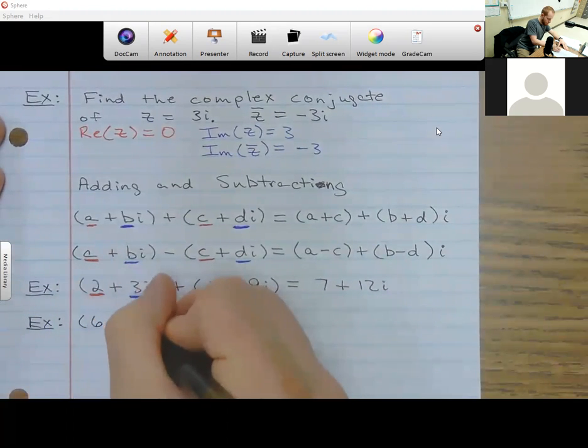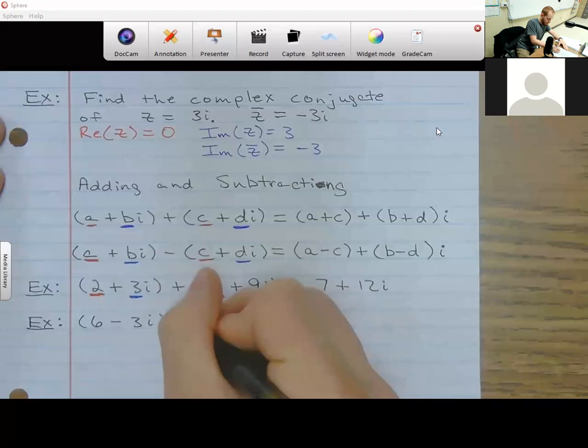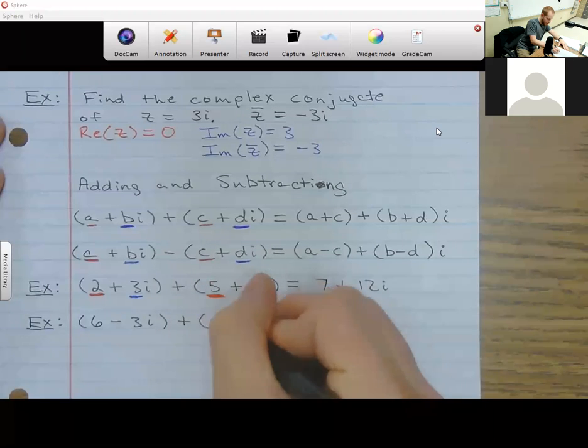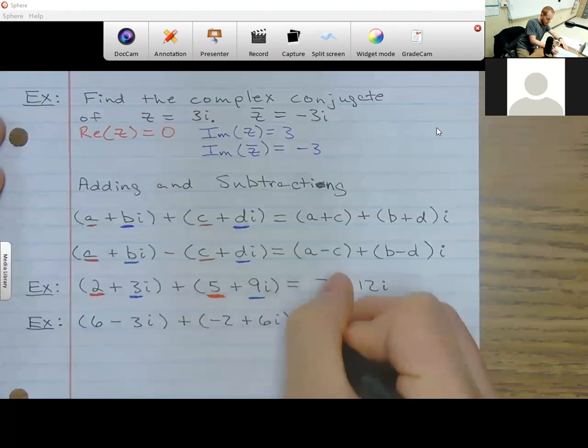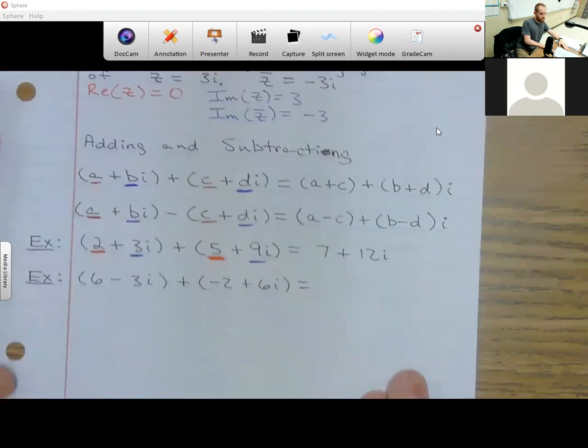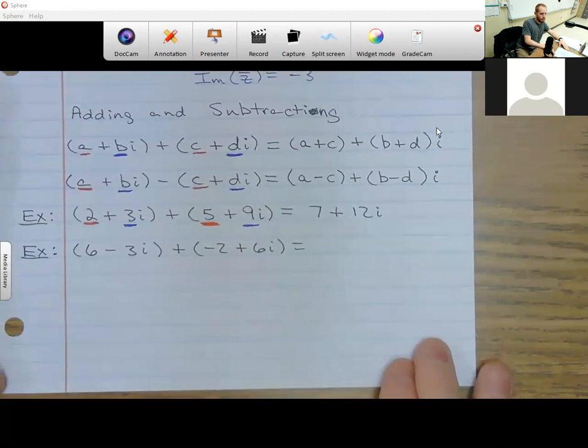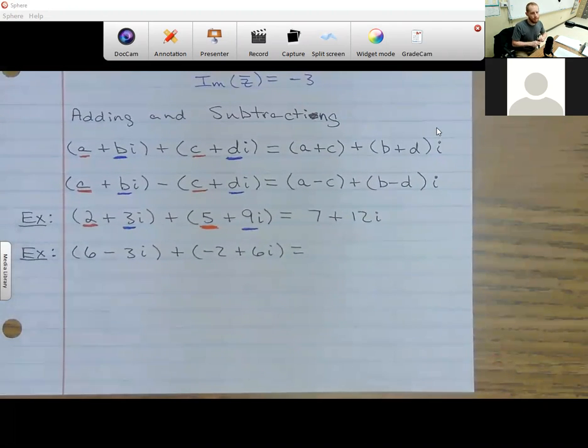Take a minute and try this one. Take a minute, see what you can do with that. And then while you're working on that, I'm going to put down the next problem.